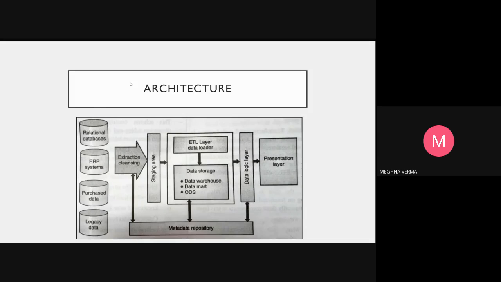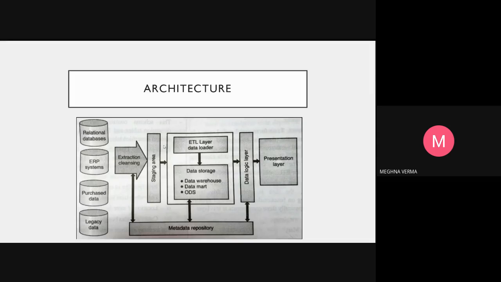The next is the data extraction layer. In the extraction layer, the data is extracted from the source layer and then given to the data warehouse. First of all, data extraction and cleansing. Here, data cleansing is performed on the extracted data; no major transformation is done. After that, the data is given into the staging area. The staging area is used to store the data, and after that, the data is given to the data warehouse.